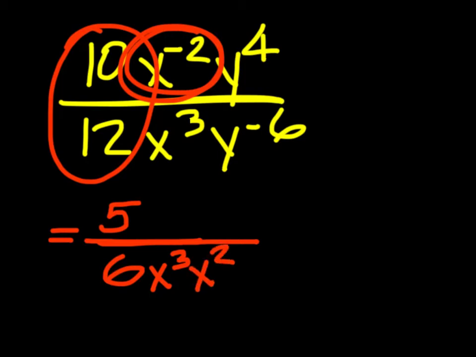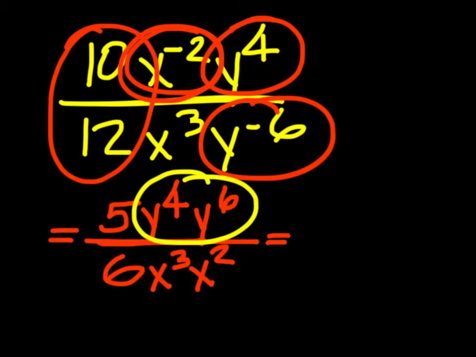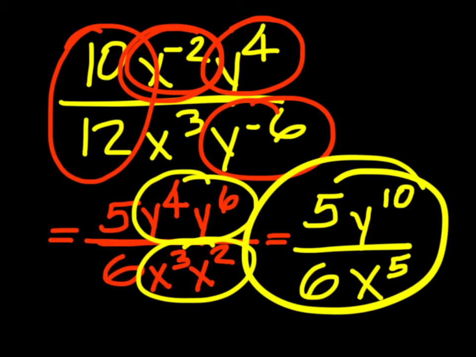positive second power. Now on the top you have a y to the fourth. It stays, but this one must go up there with it, y to the sixth. And once you have that, you can simplify. You have on the top y to the fourth, y to the sixth. That is y to the 10th. And on the bottom, x to the third, x to the second is x to the fifth.